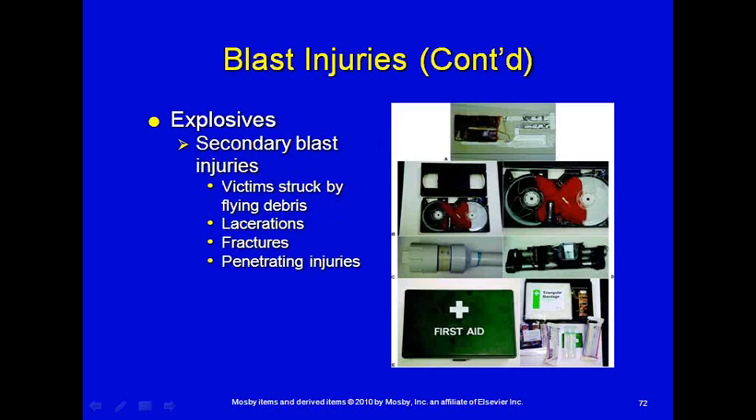Secondary blast injuries, the victim is struck by flying debris, so they're going to have lacerations, fractures, and penetrating injuries. Remember, if the flying debris is a nail, it can be driven deep into the body and leave just a very small puncture wound. So even with small puncture wounds, we don't know what caused that until we get a further assessment, even perhaps an x-ray.